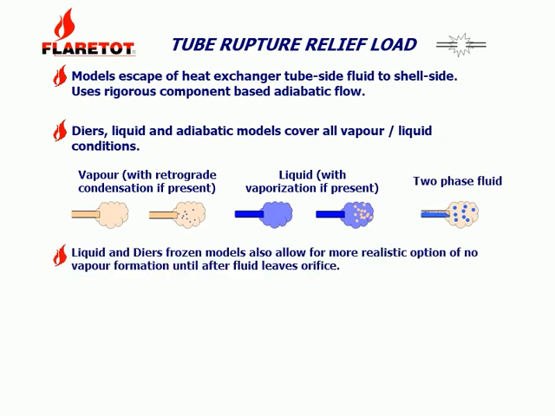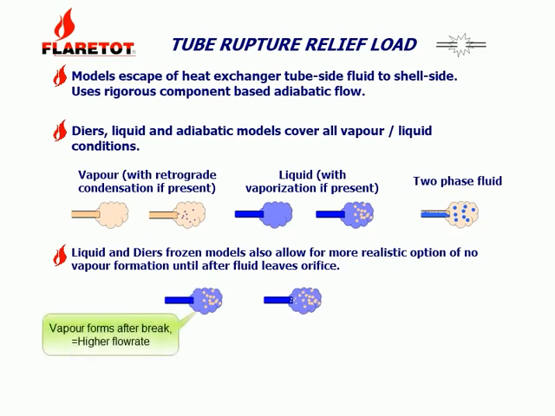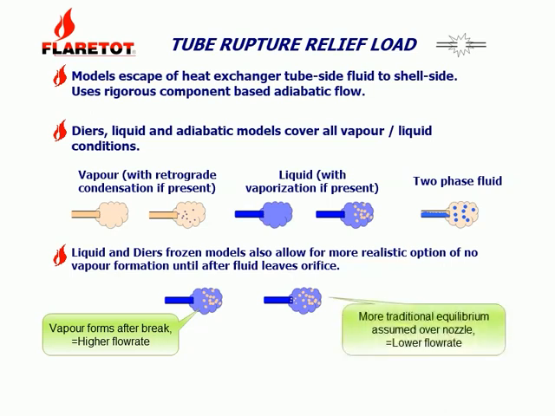In cases where vaporizing occurs as the pressure is reduced, vapor may not realistically be produced until after the fluid has left the rupture. This is because of the short residence time in the rupture exit, and can result in a higher required relief flow rate. This is resolved by including the liquid-only and Dyer's frozen models. Potential heating of the relief fluid by the shell side fluid can also be allowed for, which can result in a higher volumetric flow.